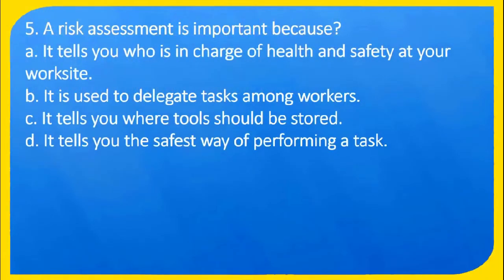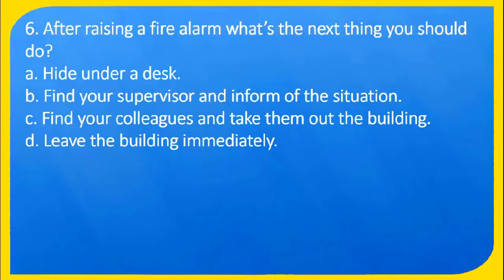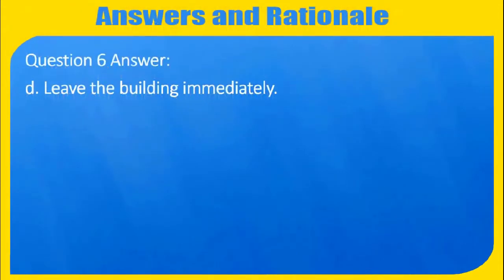Question 5. A risk assessment is important because A. It tells you who is in charge of health and safety at your work site. B. It is used to delegate tasks among workers. C. It tells you where tools should be stored. D. It tells you the safest way of performing a task. Question 5. Answer D. It tells you the safest way of performing a task. Question 6. After raising a fire alarm, what's the next thing you should do? A. Hide under a desk. B. Find your supervisor and inform of the situation. C. Find your colleagues and take them out the building. D. Leave the building immediately. Question 6. Answer D. Leave the building immediately.